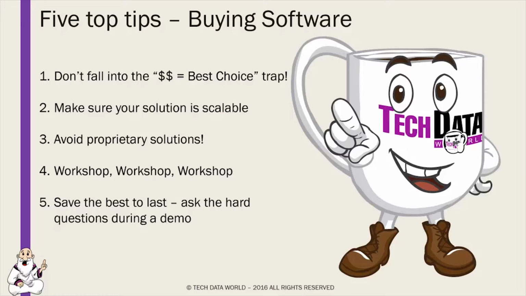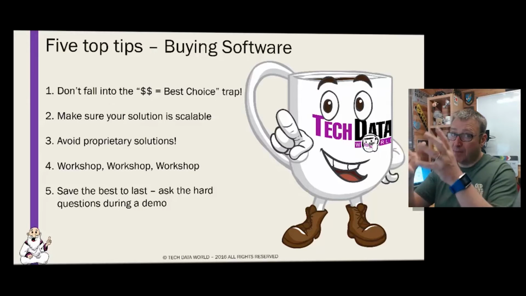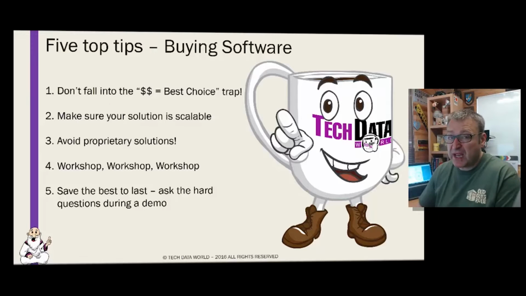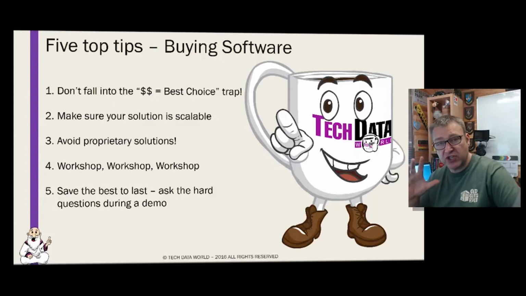So those are our 5 top tips when it comes to buying software. So don't fall into the money trap, okay? Higher price equals best solution, lower price equals we can get the job done. It doesn't always work, but we talk about that over on the main course that we've got on our main website. Make sure the solution is scalable.